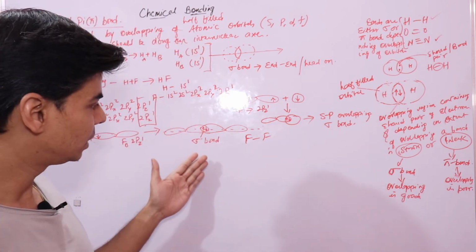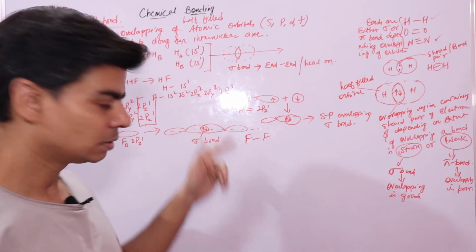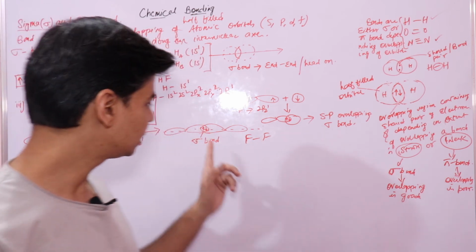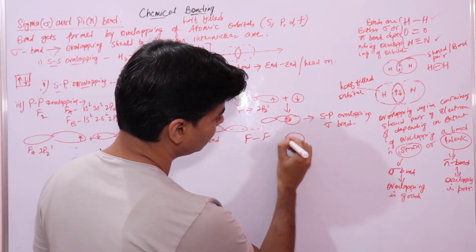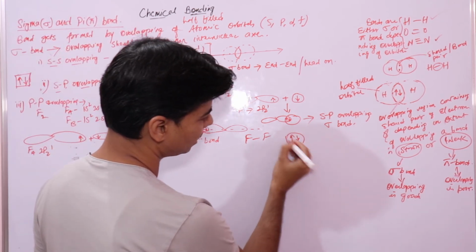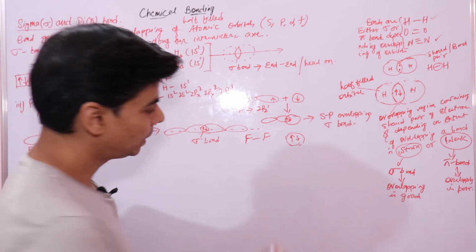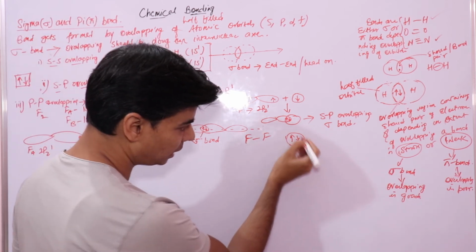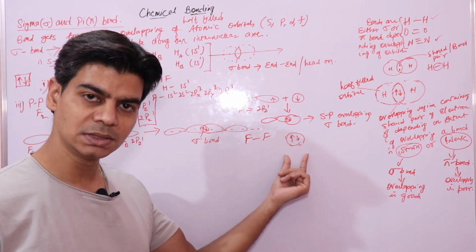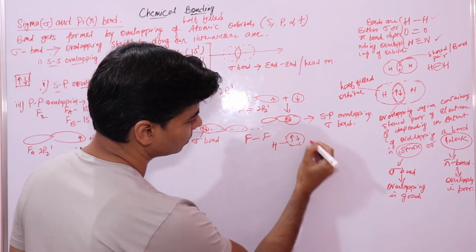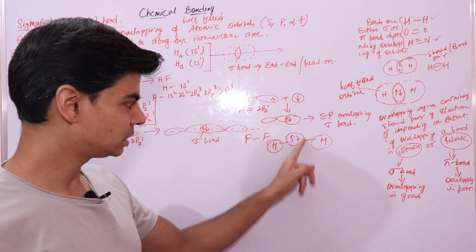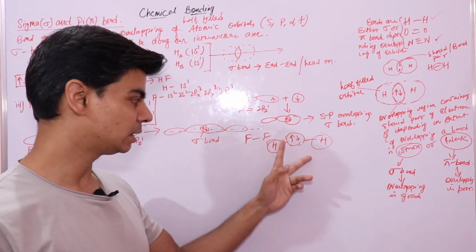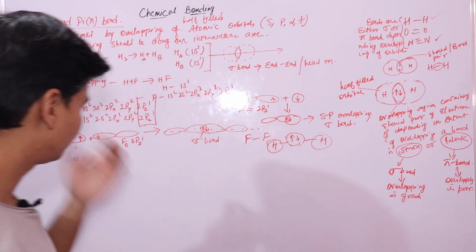For s and p orbitals, the overlapping is to a good extent, so we get a strong bond. Because the more the overlapping region, the more space these electrons get to move. And it is due to these electrons in the overlapping region that the two atoms are bonded together. So the better the space for these electrons, the stronger the bond.